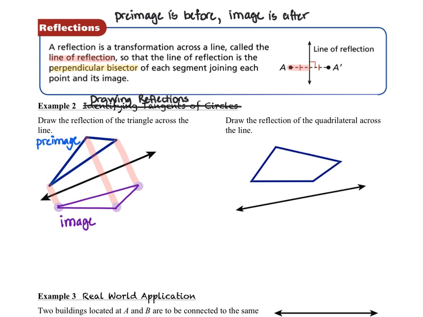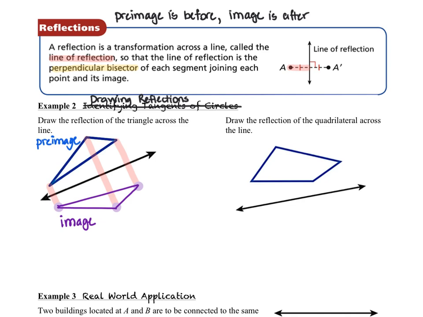So what I'd like for you to do now is pause the video. Using that same thinking, using that same method, I want you to draw the reflection of the quadrilateral across the line. Turn the video back on when you're ready to check your picture against my picture. See you back in a minute.